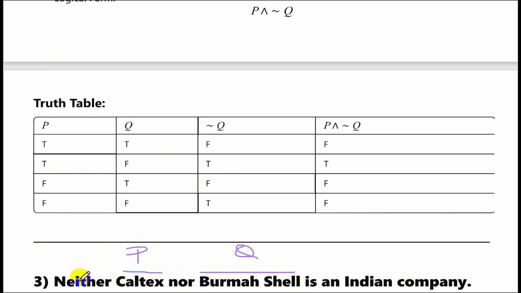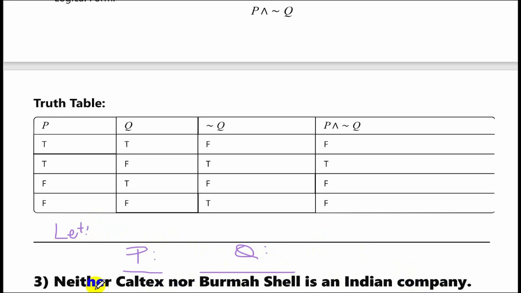Now this is a negative statement. So we state, let P: Caltex is an Indian company. Q: Burma Shell is an Indian company. We write it like that first. Let P: Caltex is an Indian company. Q: Burma Shell is an Indian company.